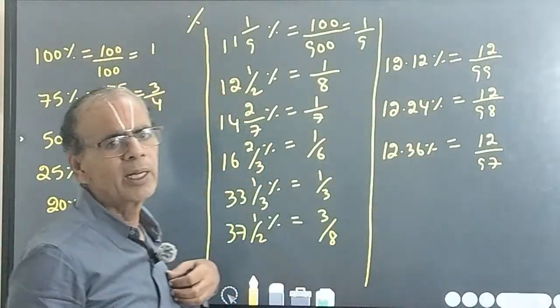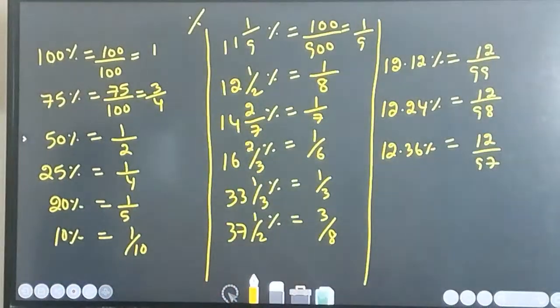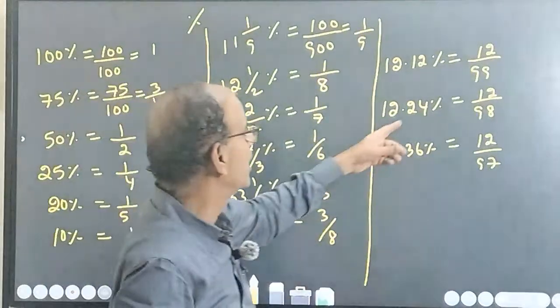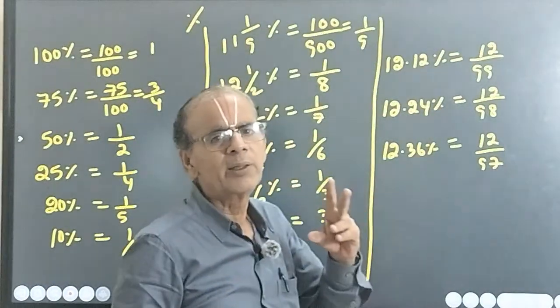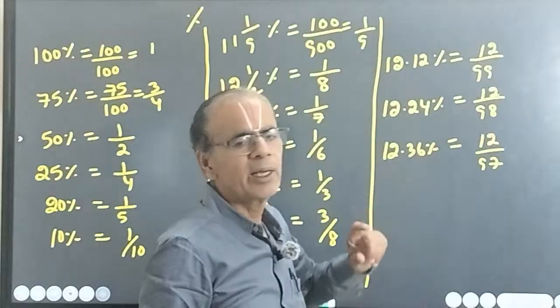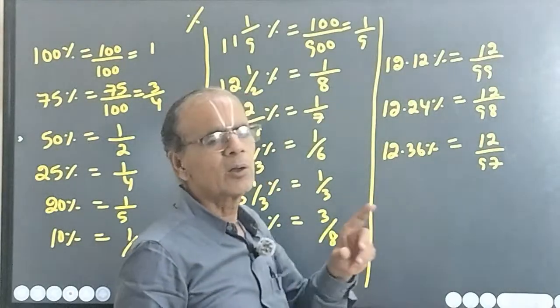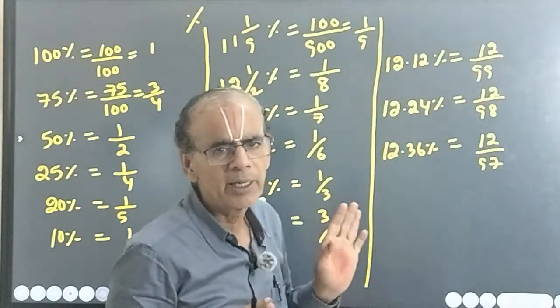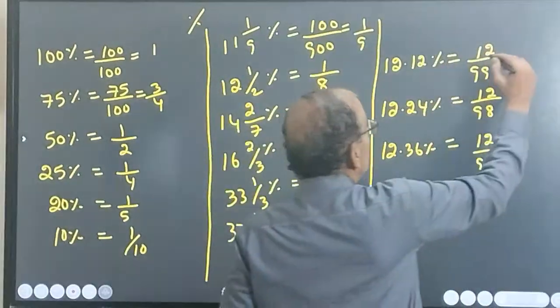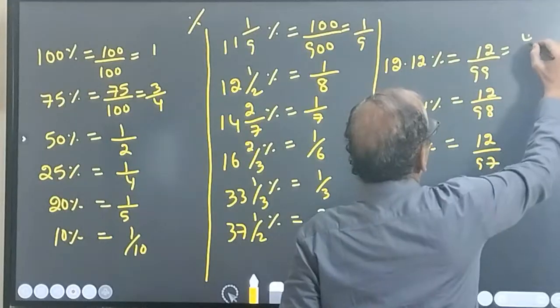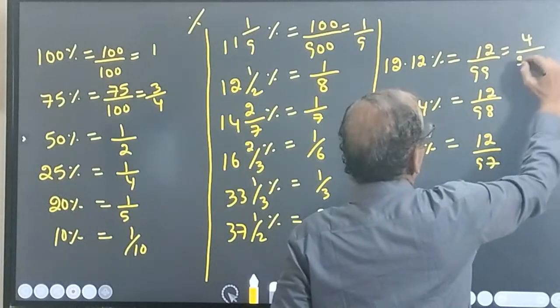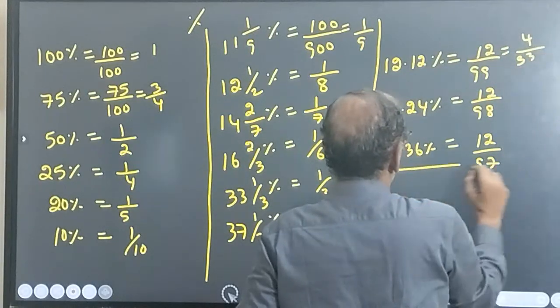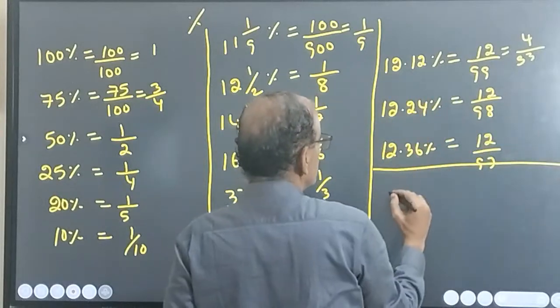If 12 17, then 17. If 16, then 16, you put like that. If 24, how many times? 2 times, so subtract 2 from 100, that is 98. If 36, how many times? 3 times, so subtract 3 from 100, that is 12/97. This you can simplify further, 4 3s are 12, 4/33. Any number you can do like this.